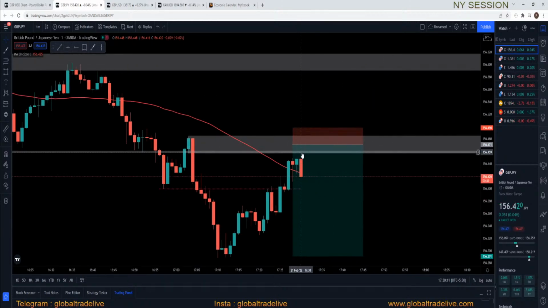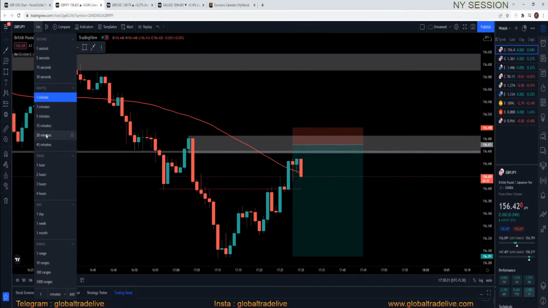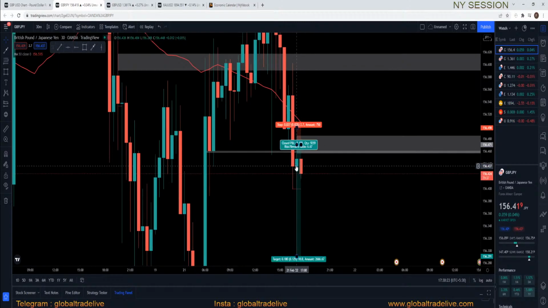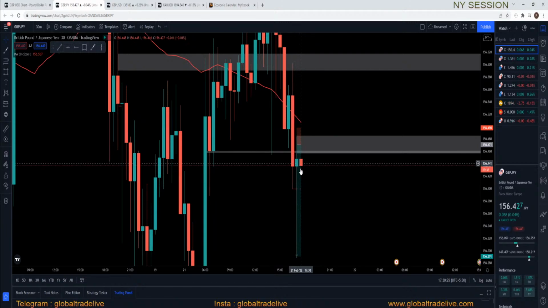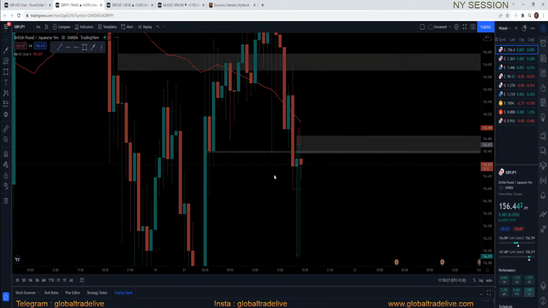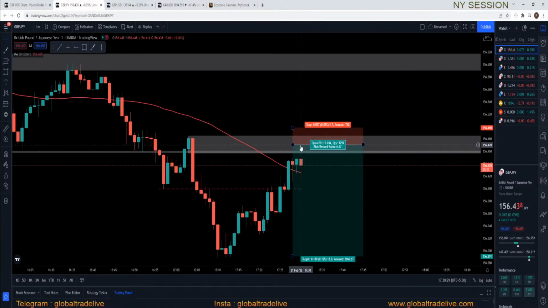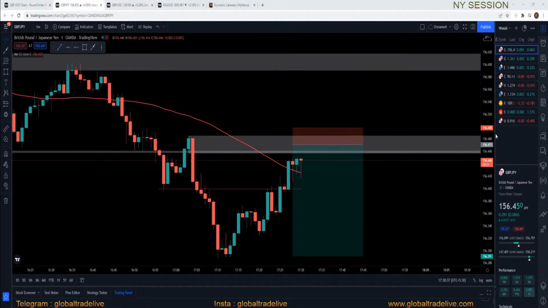Oh, it's creating a lower wick first. But the good thing is that the 30-minute candle closed below this area. So this 30-minute candle closed below this area. So what I'm going to do is, once the current 30-minute candle goes up and taps this area, I'm going to take a sell trade, keeping my stops above at like 156.498.